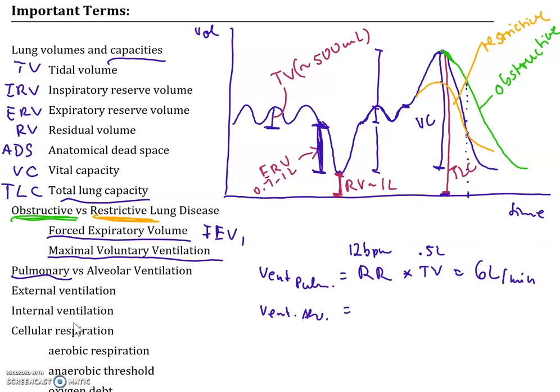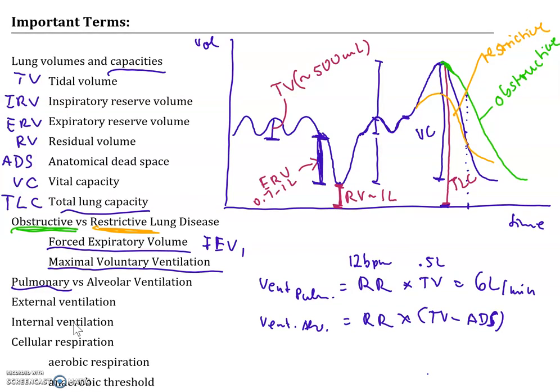Now the alveolar ventilation is also based on the respiratory rate, so that doesn't change, but you're correcting the tidal volume for the amount of air that's stuck in your trachea and the main bronchial tree and does not participate in gas exchange. So that would be tidal volume minus the anatomical dead space, the ADS. The anatomical dead space sounds kind of bad because it's dead, nobody likes that, but it is dead to gas exchange, let's put it this way. The anatomical dead space, the volume of air that's stuck in your trachea and the main bronchial tree, needs to be subtracted from a normal tidal volume to get the alveolar ventilation.